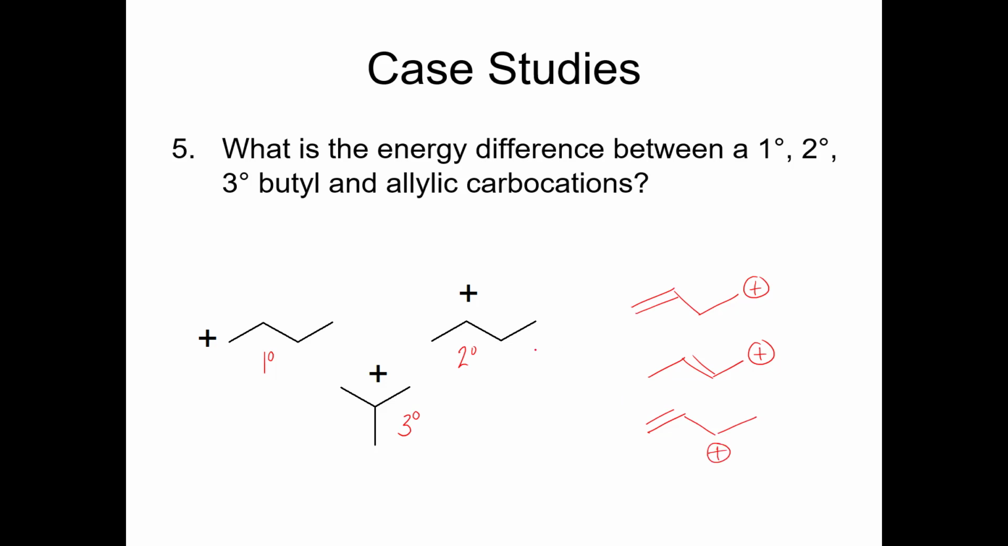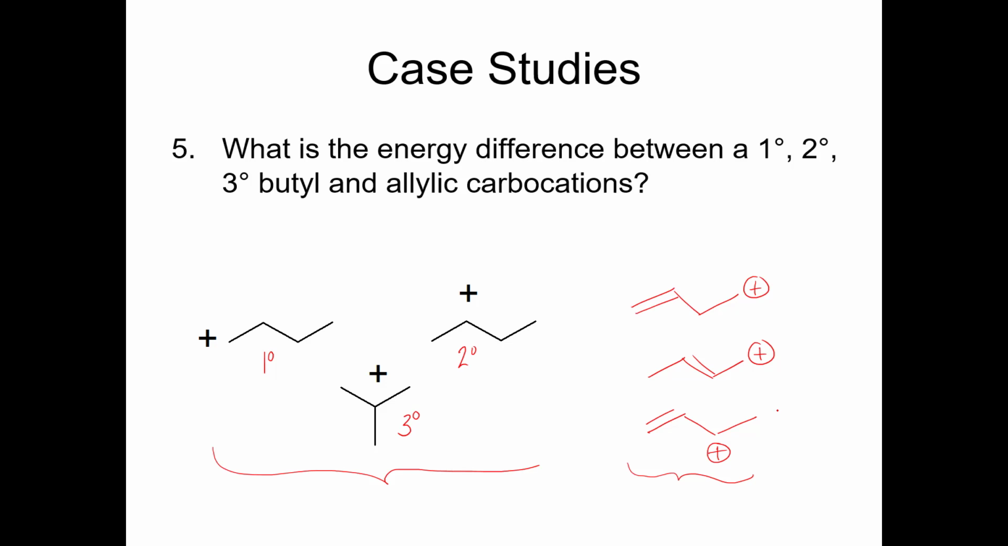Okay, so these are going to be different groups. I'm going to do them all at once, but I'm only going to compare these 3, and then I'm going to compare these 3. Now, for these carbocations, which one should be the most stable? Which one should be the least stable?